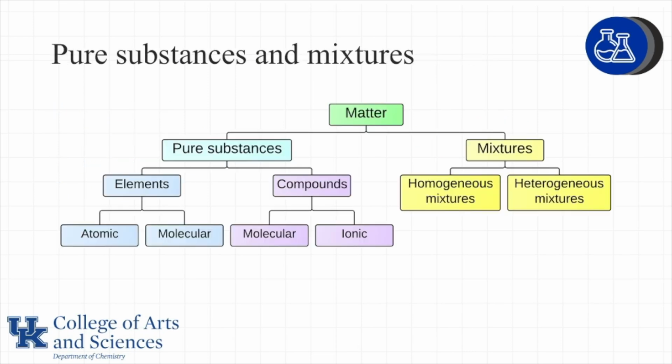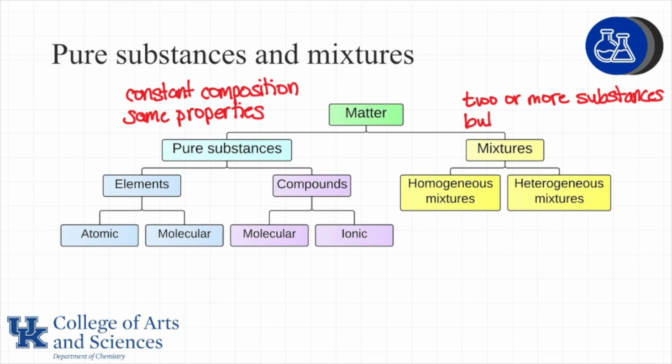Let's look at how we characterize matter by breaking it down into substances and mixtures. First, let's look at what a pure substance is. It has a constant composition and has the same properties. So no matter how much or how little of something we have, it always has the same properties. When I look at a mixture, it is a combination of two or more substances, but no chemical reaction is occurring. So we're combining two substances in a container together, and they do not undergo a chemical reaction. They maintain their identity.